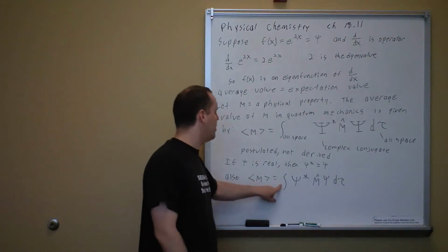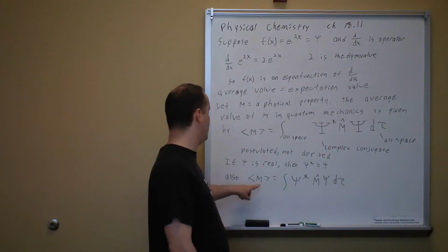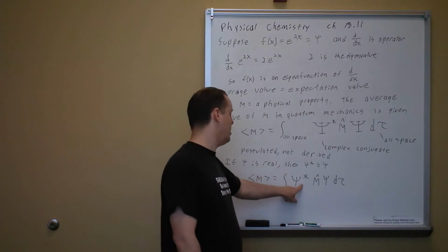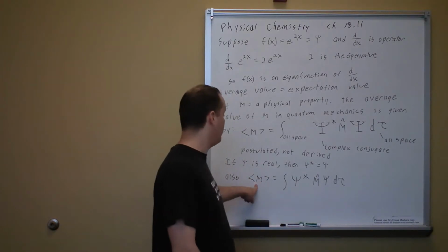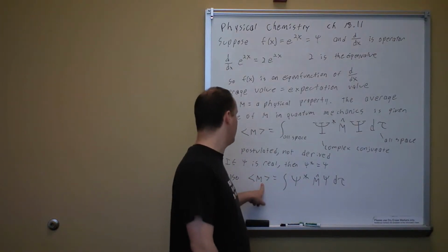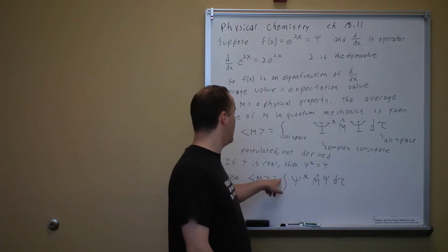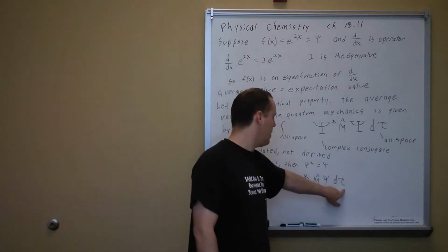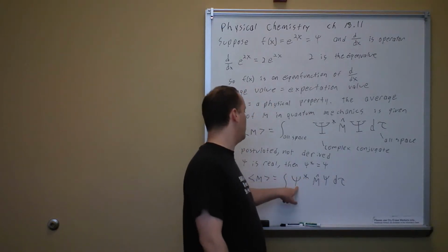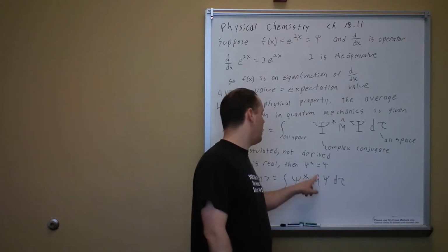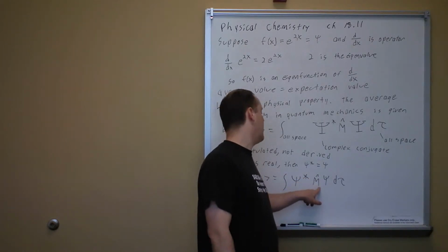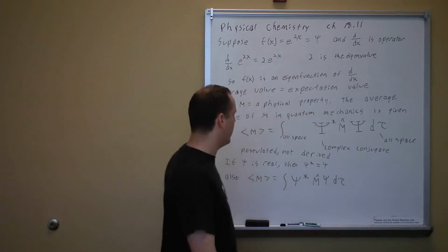Likewise, for your time independent stationary states, you still use the same idea. Your average value for your physical property m is just going to be the integral over all space of lowercase psi star, of m hat, and then lowercase psi again.